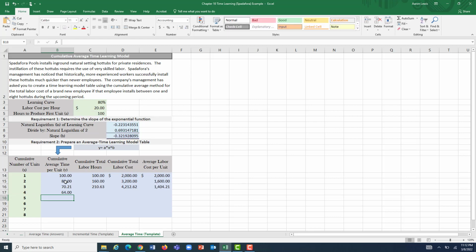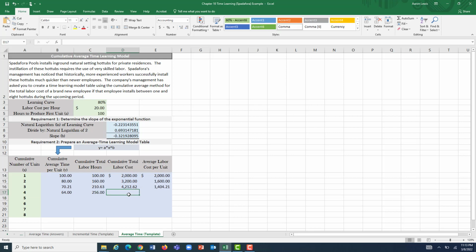64, which again is 80% of what 2 was, so production doubled. Our average time has dropped by 80% at that point. Our cumulative number of hours we're now finding by taking how many units we've installed times how long it takes us to put in each one of these on average, which is 64. It's 256 hours right there.